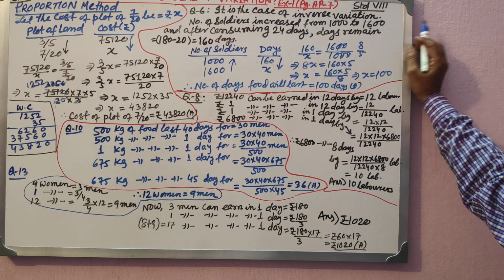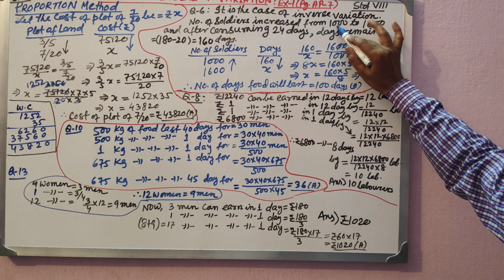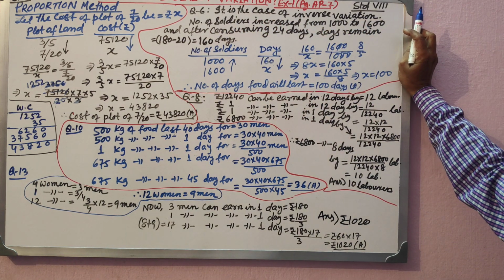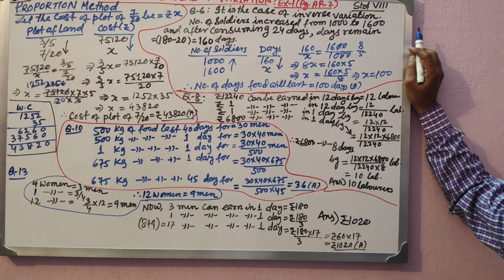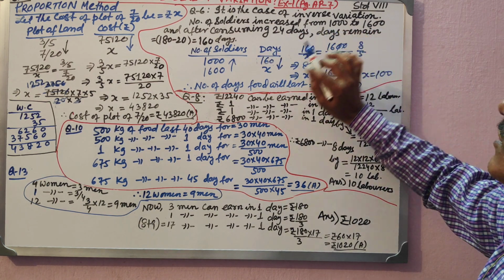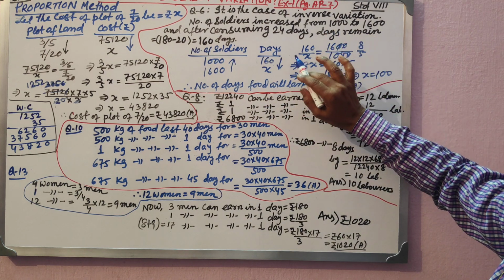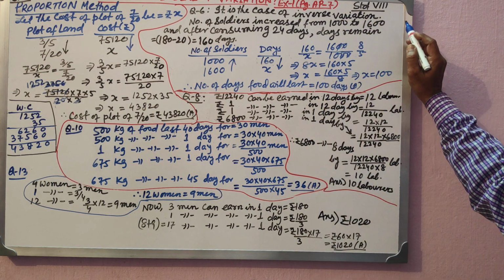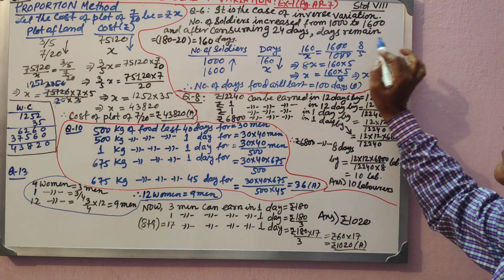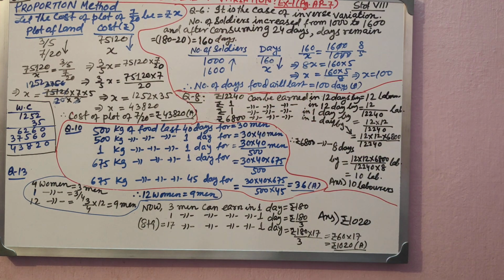First, understood. Now, the number of soldiers increases from 1000 to 1600 after consuming 20 days. So after consumption of 20 days, how many days remain? 180 minus 20, that is 160 days.